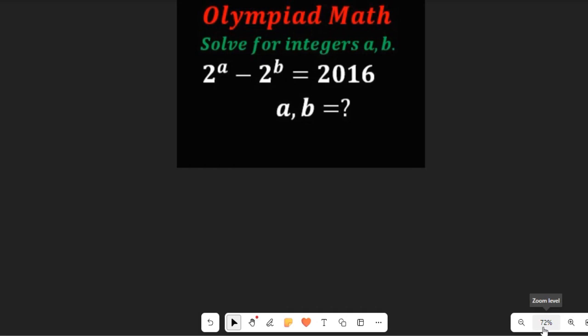Hello, given this question, 2 to the power of a minus 2 to the power of b equal to 2016, you're asked to solve for the integers a and b. This is a nice Olympiad exam question, and I want you to look at this thoroughly. If you are given this question, what would you do first?